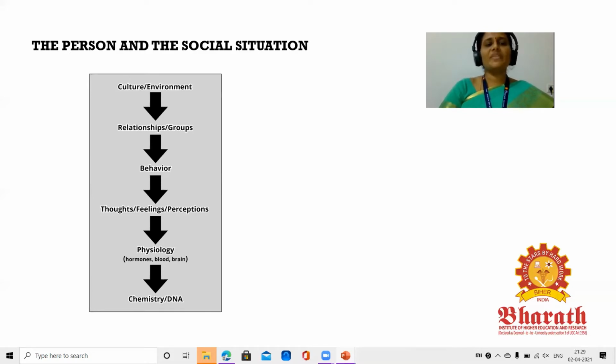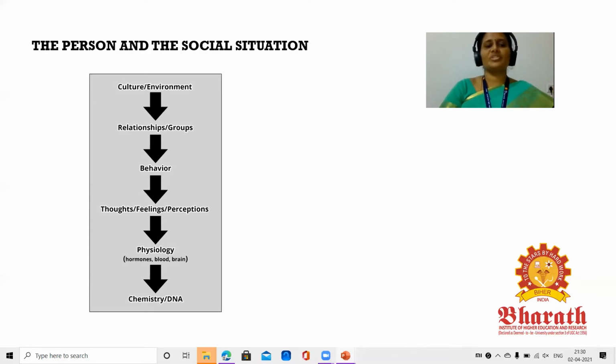Next to culture and environment, relationships and groups. We behave differently in different groups. If we are in a friends group, definitely your behavior will be different. You will be jovial, you will be free to talk. There will be informal communication among the group members. But if it is formal communication, such as in a college or an office, then the communication and behavior will definitely be different. So the behavior will change based on the group and the relationship.